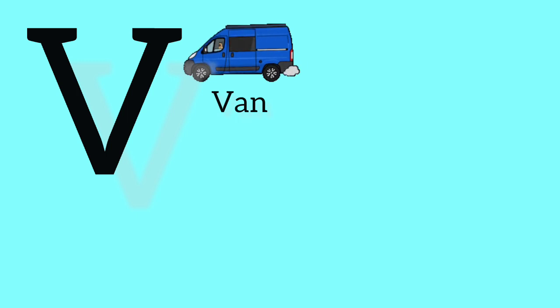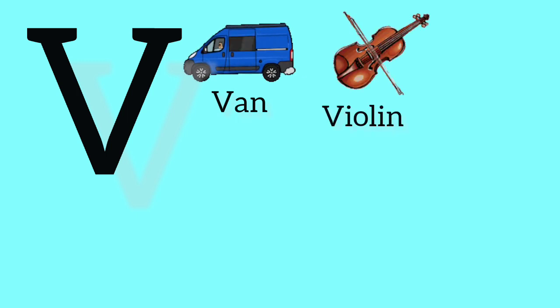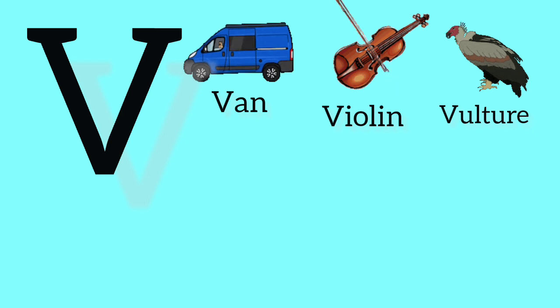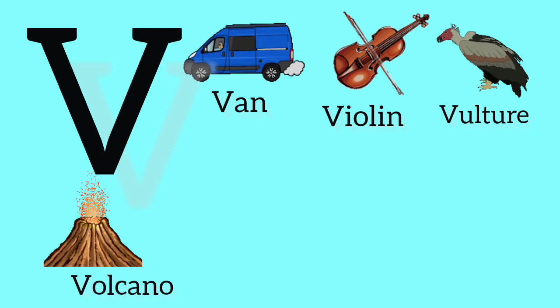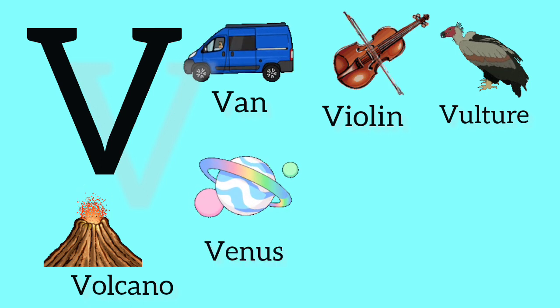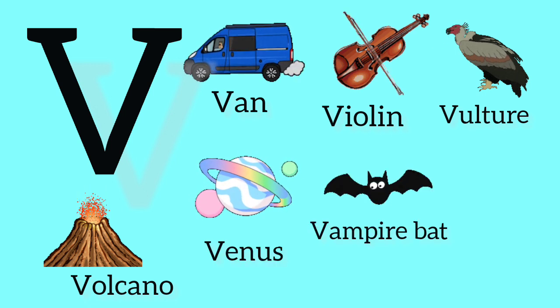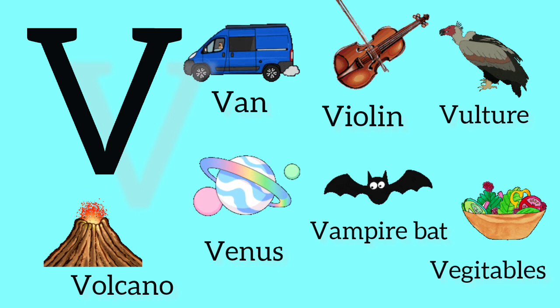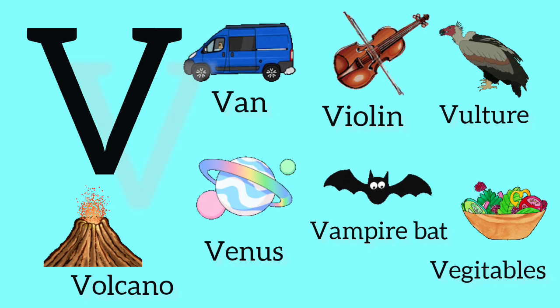V. V is for van. V is for violin. V is for vulture. V is for volcano. V is for Venus. V is for vampire bat. V is for vegetables.